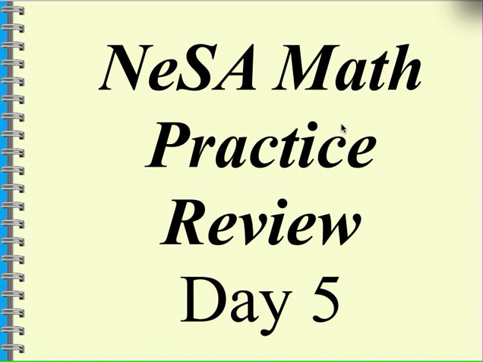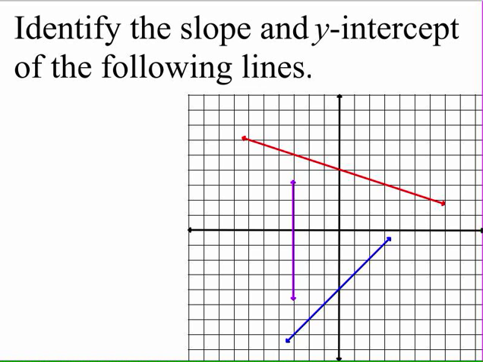Of our NeSA review. Okay, first of all, we're going to look up here and identify the slope of the following lines. First, I want you to look at the purple line. Which one's purple? The easy way to find the slope of the purple line is to just pick any 2 points on the line. So I could pick this point and this point. It doesn't matter, any 2 points. You're going to find your rise, and you're going to divide it by your run.